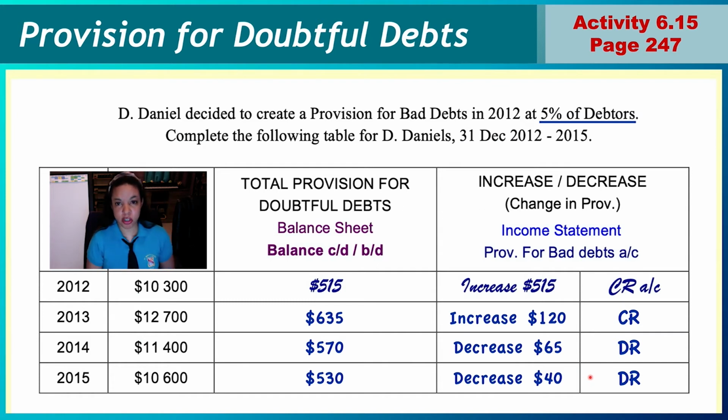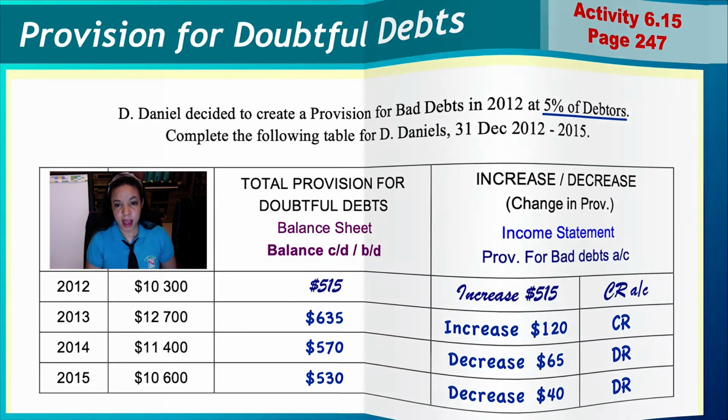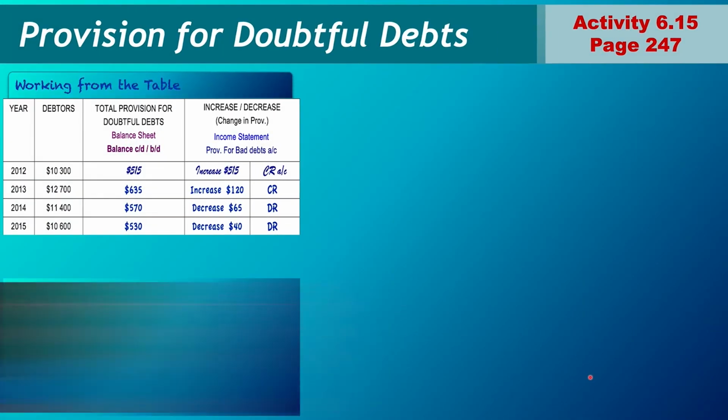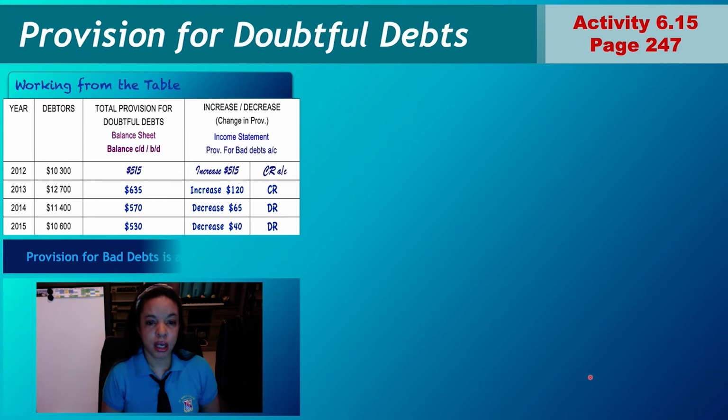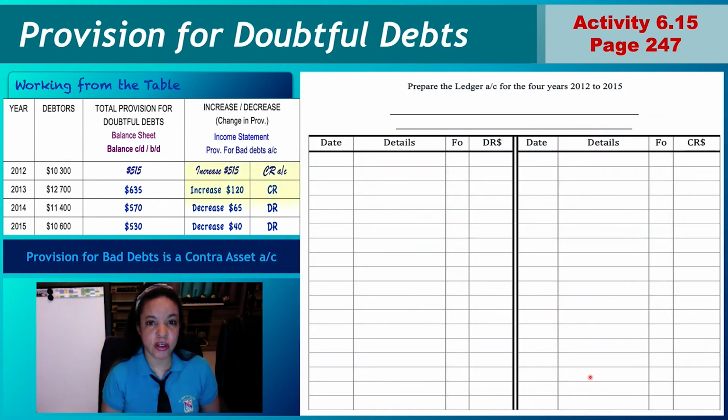So these are our calculations. These are the answers that we should have gotten. And now we are going to take it into the account, right? Which is a contra asset. So reminder, once it increases, credit side, once it decreases, debit side, which we have noted here. So all we are going to do now is follow what we have already written down.